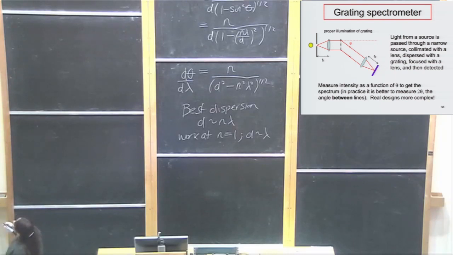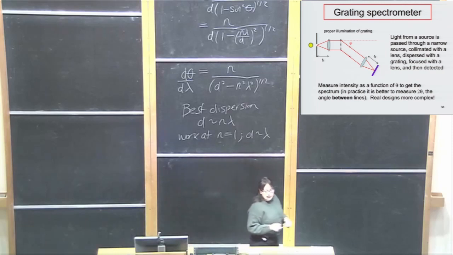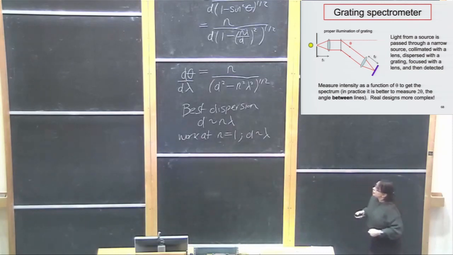In practice, it's more usual actually to measure 2 theta. So you look at, maybe, the n equals 1 peak, and then also the n equals -1, and measure the difference between them. You don't then have to know where exactly your 0 point is. That's usually a more accurate thing to do.